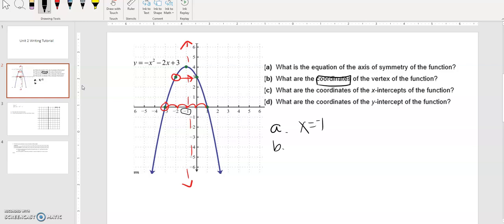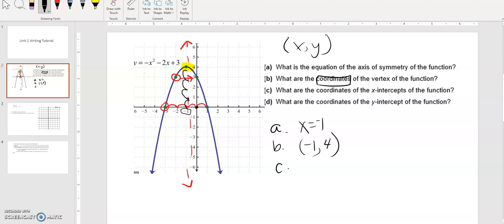So remember, the vertex is the point where it changes directions. I'm going to highlight the vertex right here. It's that green point at the top. Coordinates are written as x value, then y. To get to that point, we go from the origin, right here at 0, 0, we go left 1, so that would be -1, and we go up 1, 2, 3, 4. So it would be at the point -1, 4.